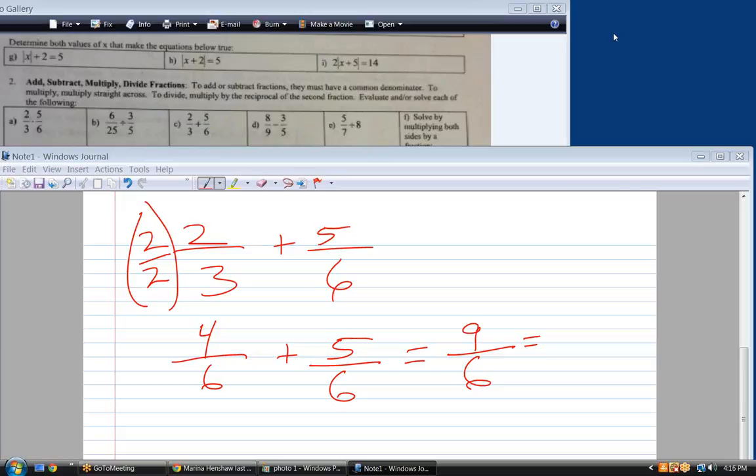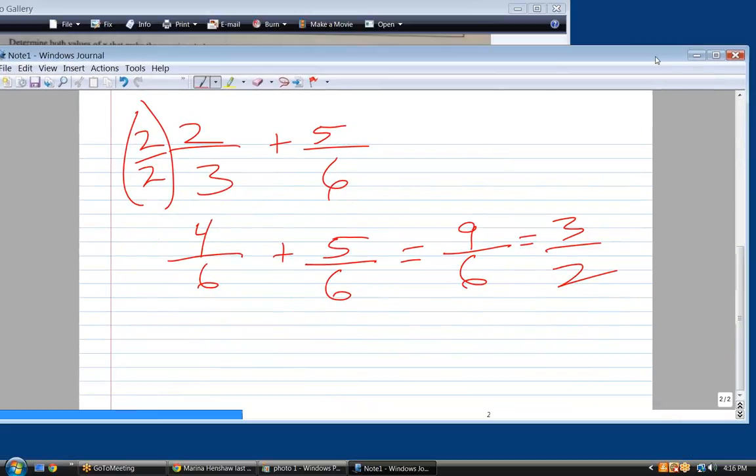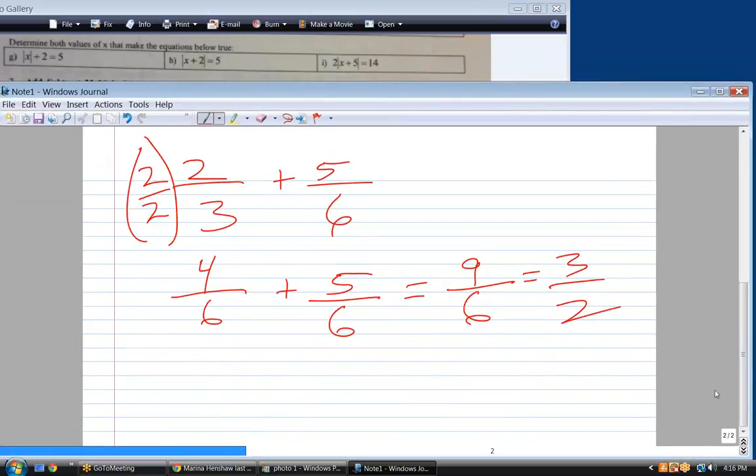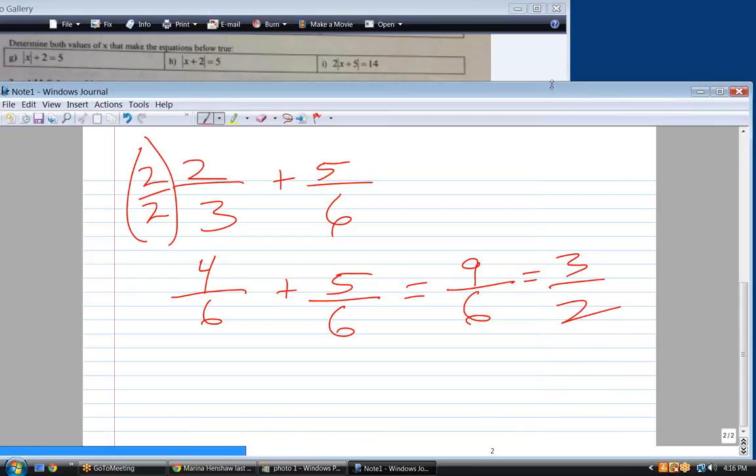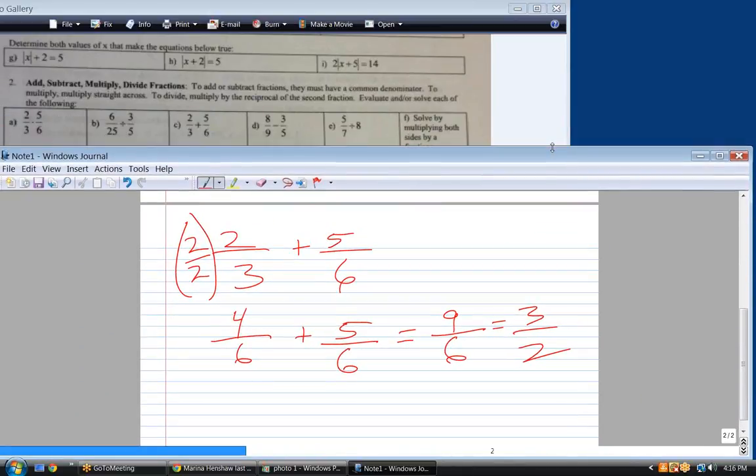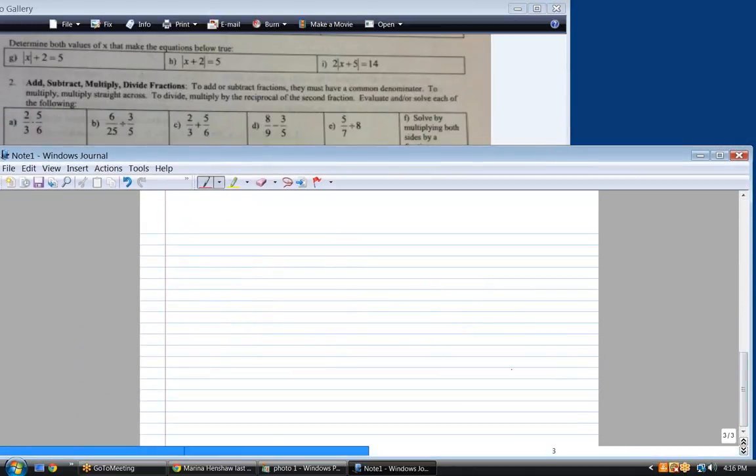Oh, okay. So 9 over 6, how do we reduce that? 3 over 2. Okay. All right, this is a little harder.